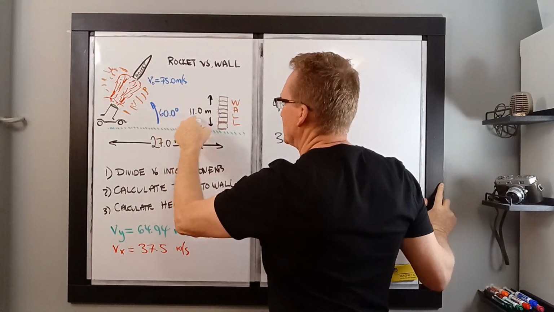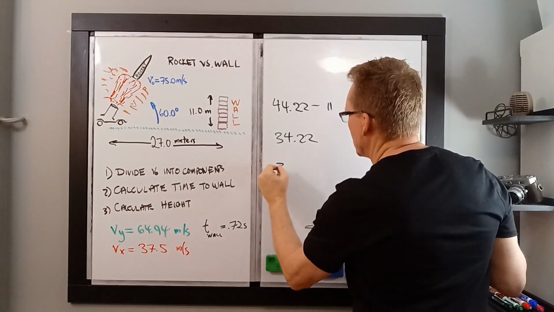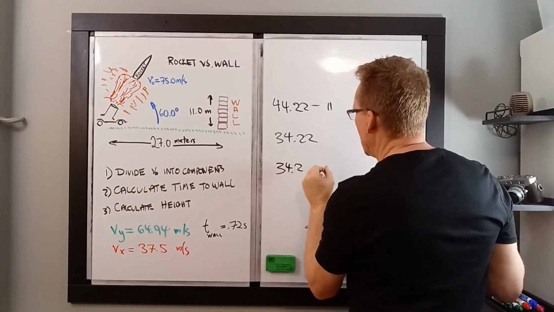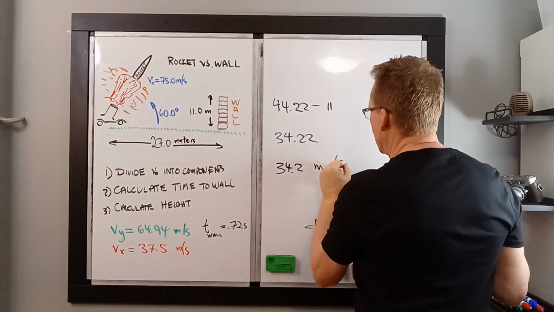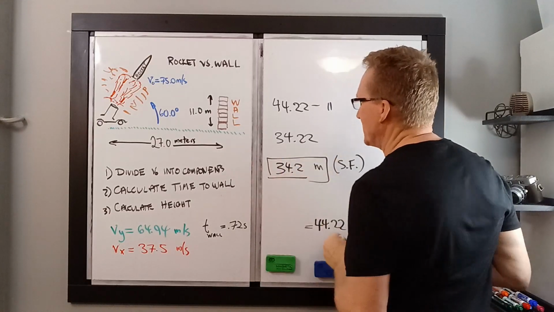Now, of course, we have to check one more thing before we put the final answer down. Three significant figures, 3 and 3. This has 4. We want to take this to 3, so it's going to be 34.2 meters. That's with the correct significant figures written in. So there would be your answer as you'd write it out.